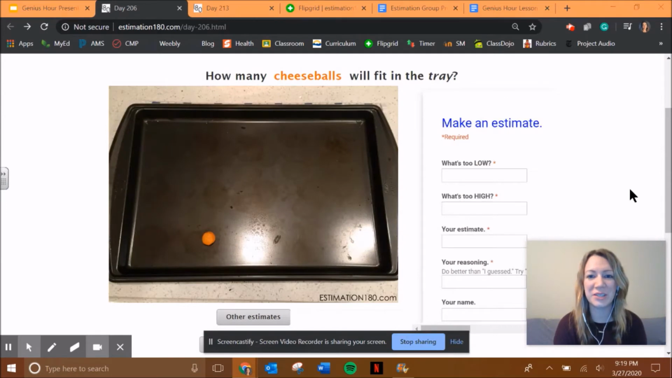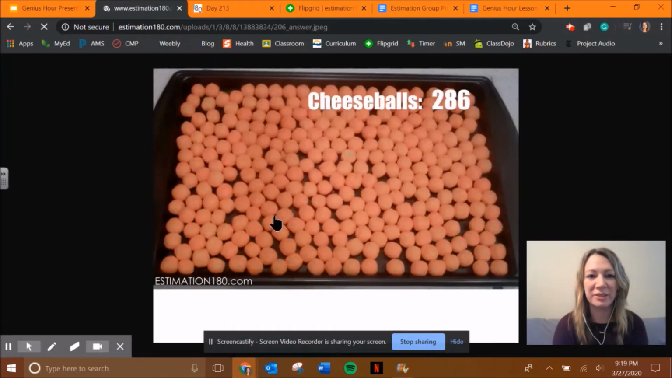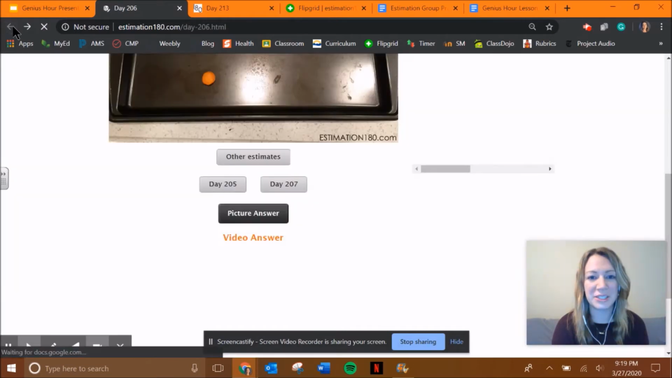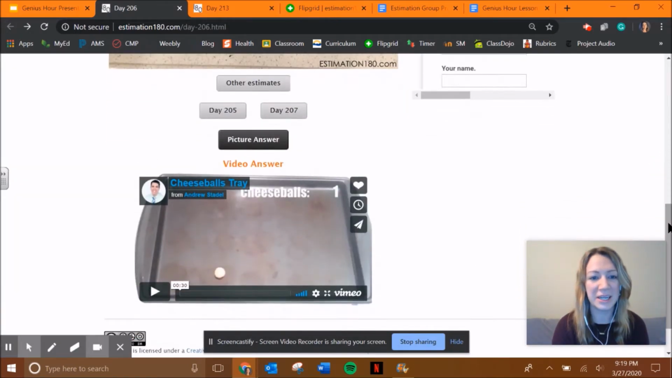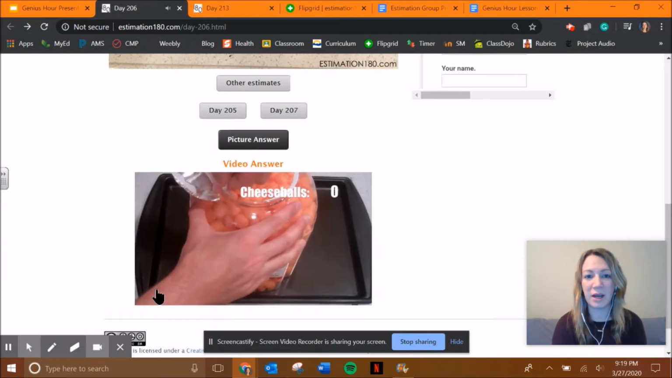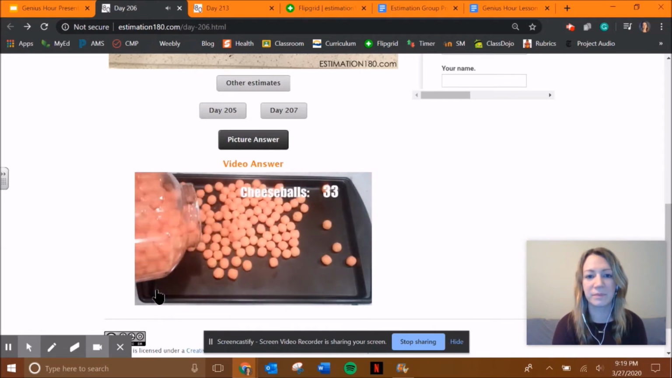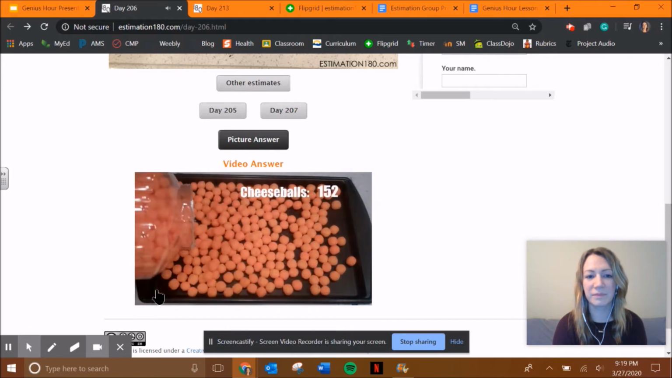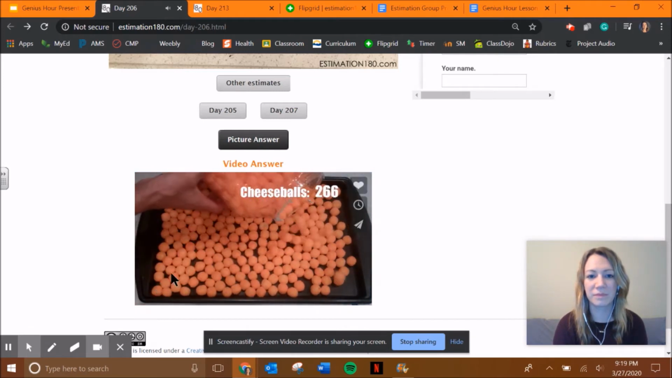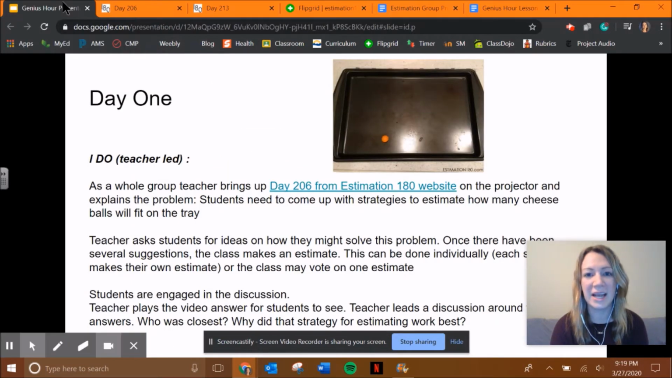Next, the teacher is going to show the students the answer to their question. So there's both a picture answer and a video answer for this one. The picture answer just shows a picture of the answer, whereas the video answer shows a video of how the person solved it. For this one, they just dumped the cheese balls into the tray. There wasn't a whole lot of math going along with it, but the kids still would have needed to use math to come up with an estimate anyways. Once the video is shown, the teacher can lead a discussion with the class about different strategies that were used and what worked and what didn't work.